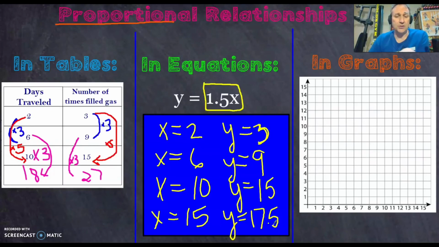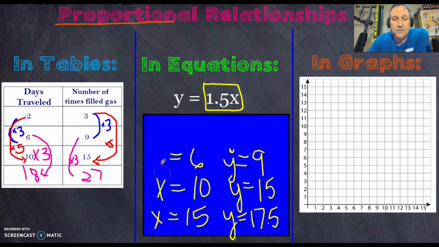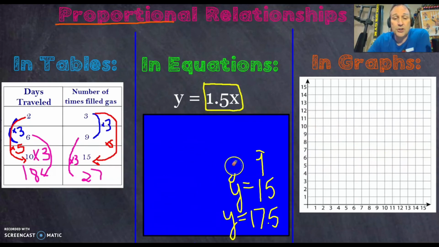So those are all proportional relationships. 2 to 3 is the same as 6 to 9, is the same as 10 to 15, is the same as 18 to 27, like over here. If x equals 18, 18 times 1.5 would equal 27, etc. Okay? Now, not all equations can be considered proportional. I'm going to show you a couple. I have a couple here to look at.